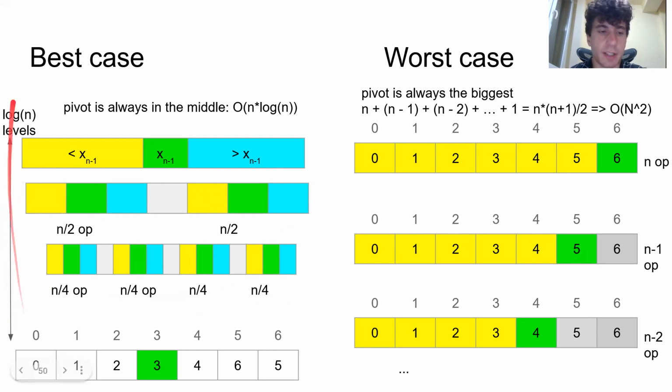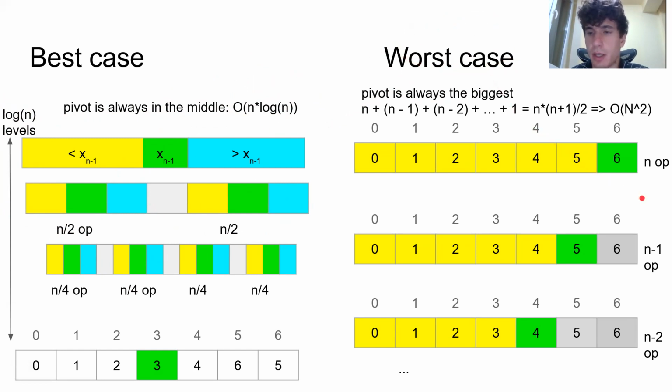And if we keep dividing, we'll have log of n levels. So this is level 1, level 2, level 3. And if we go on, there will be more small arrays, but they get smaller. So anyways, the complexity should be n log n in the best case.